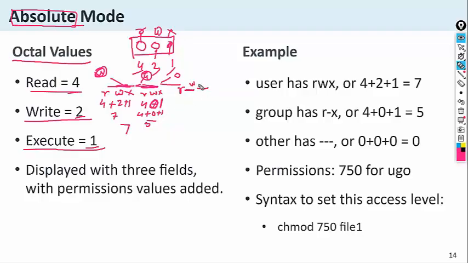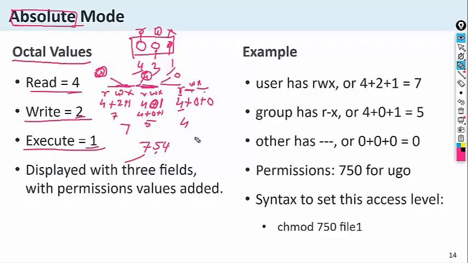For the other field, I want to give only the read permission, not the write, not the execute. So this value is 4, this value will be 0, this value will be 0, means 4. So what is the meaning of 754? 7 means all the permissions, read, write, execute. 5 means read and execute. 4 means only read permission.